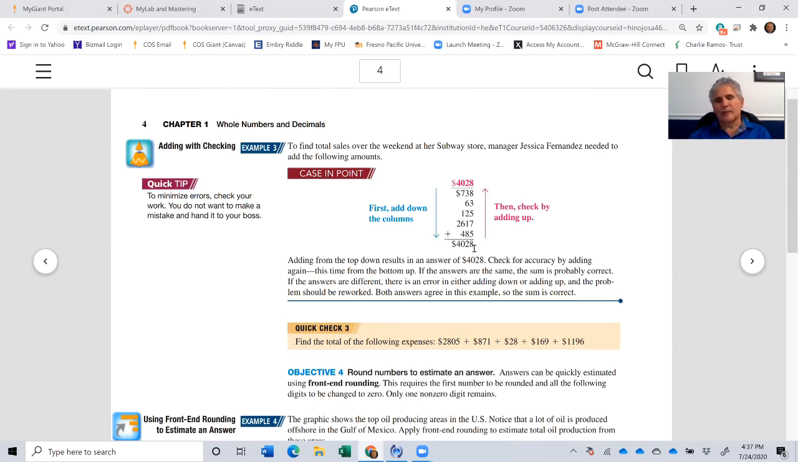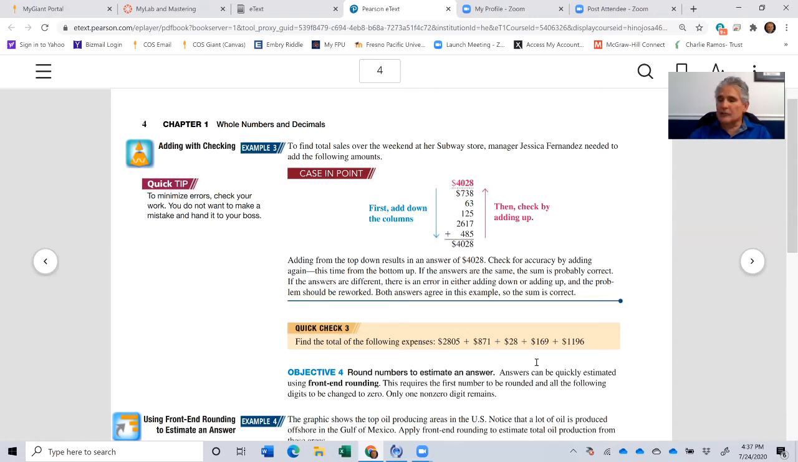Should be 4,028. But before you're convinced that you did everything correctly, you turn around and in the same calculator, start all over and enter 45, 26, 17, 125, 63, 738. By doing this and then seeing if the number you come up with is the same as the first time, you can compare those, and if they're equal, there's a better chance that you didn't miss a keystroke or punch a wrong number, okay?